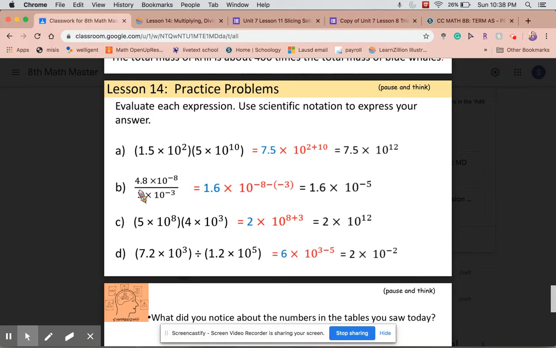Division. I'm going to divide the whole numbers. And then what is my rule for dividing exponents? I subtract. And here it is right here. Same here. Multiply 5 times 4. And then so on.